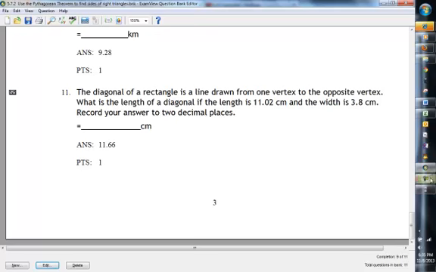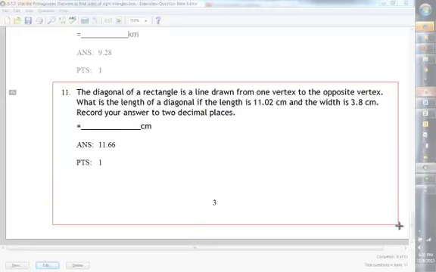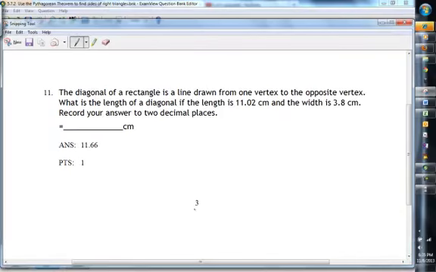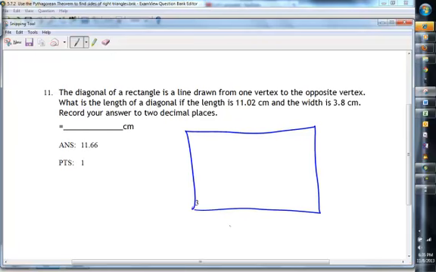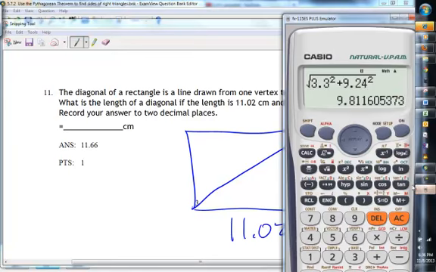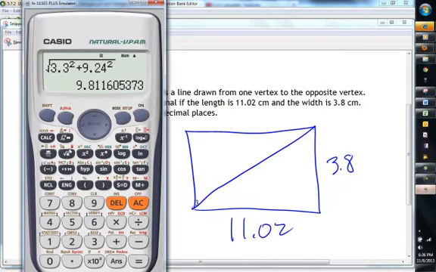The diagonal of a rectangle is a line drawn from one corner to the opposite corner. The length of the rectangle is 11.02. The width is 3.8. How long is the diagonal? So this would be a good Pythagorean theorem problem. Square root key, 11.02 squared plus 3.8 squared, and we get 11.66.